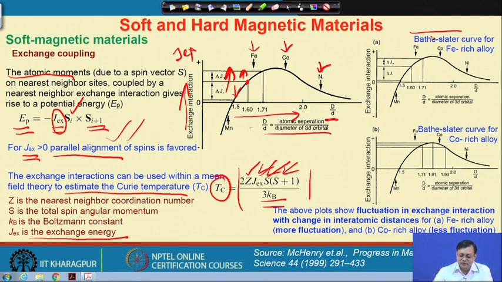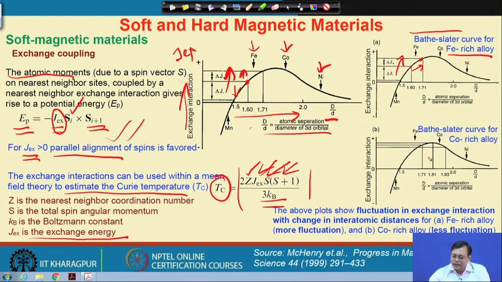So, this is something very interesting, and I can show you two different examples: in one case there is an iron rich alloy and in the other case I have a cobalt rich alloy. Now, in this Bethe-Slater curve, I have iron. Okay. So, from 1.6, if I basically add cobalt, then I am going to increase delta J plus.